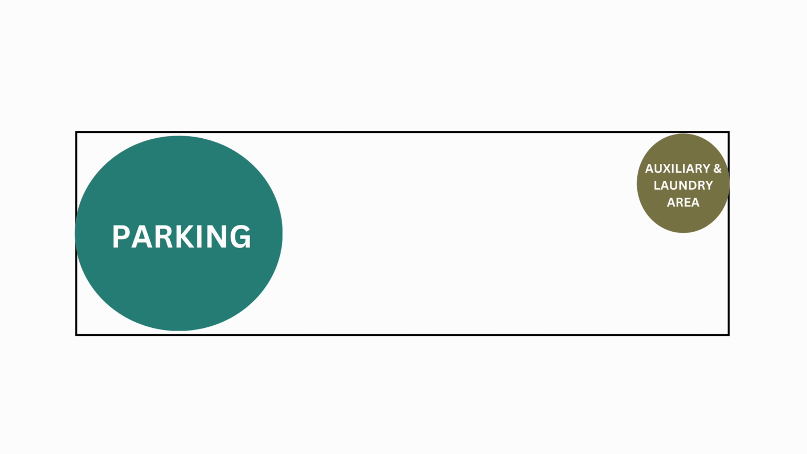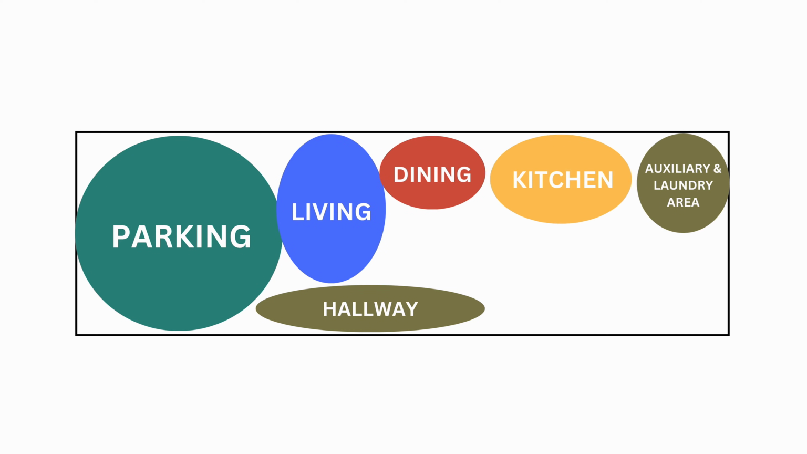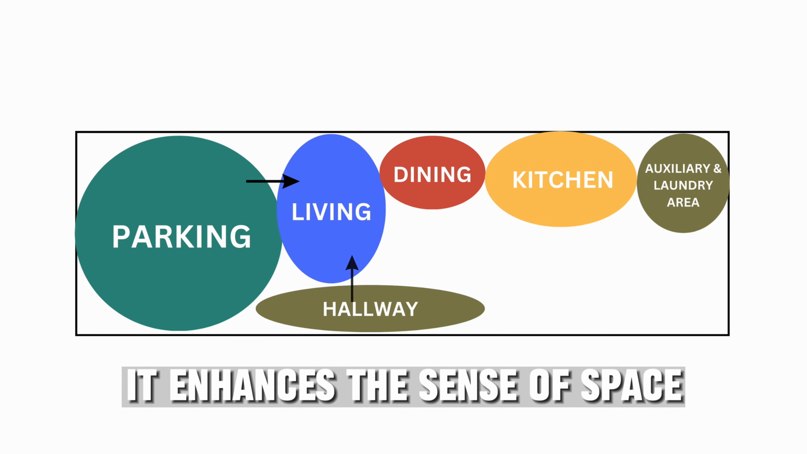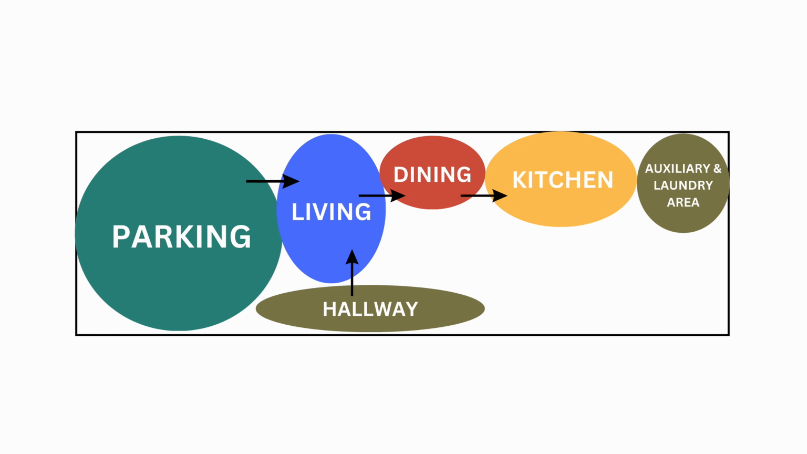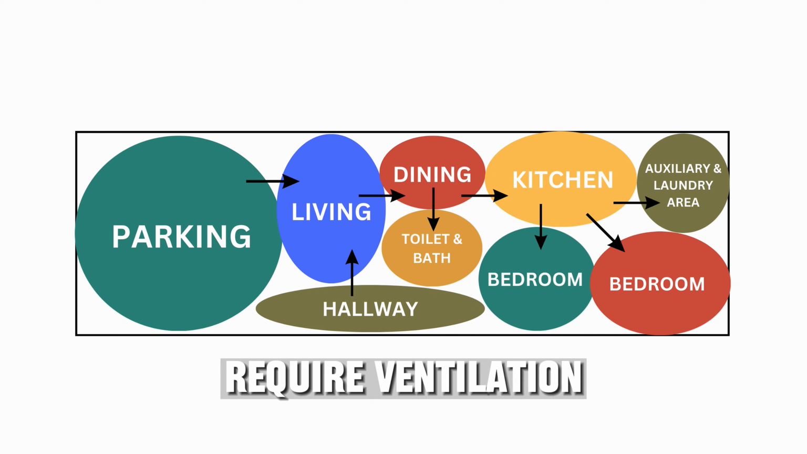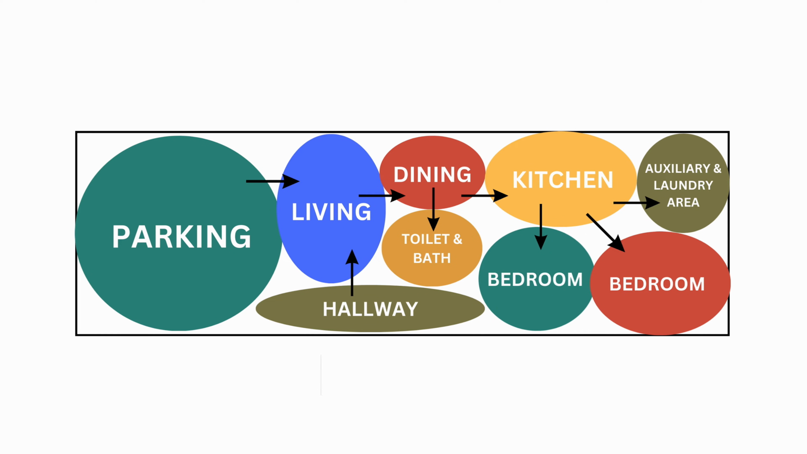We'll allocate 5 meters at the front of the lot for parking, 2 meters from the property line at the back for an auxiliary kitchen and laundry area, and 1 meter on one side. Then, we will use an open floor plan, combining the living, dining, and kitchen areas. It enhances the sense of space, making even a narrow home feel spacious and welcoming. The 2 bedrooms and toilet require ventilation, so we'll place them where we can add windows.